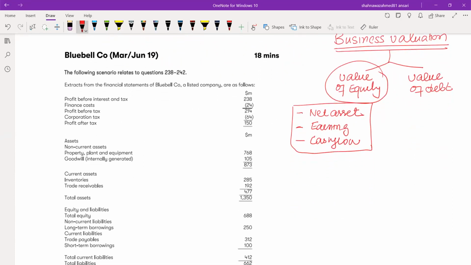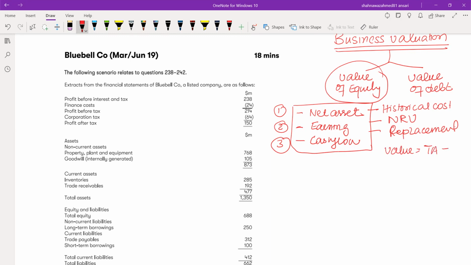And if you have to calculate share price, in case of the net asset based valuation, we have three versions. That is the historical cost, the net realizable value, or replacement cost. Simply use the formula, that is the value of equity is total assets minus total liabilities.